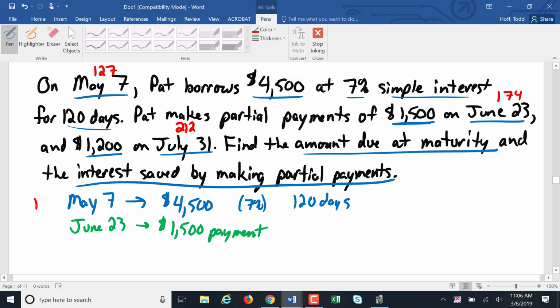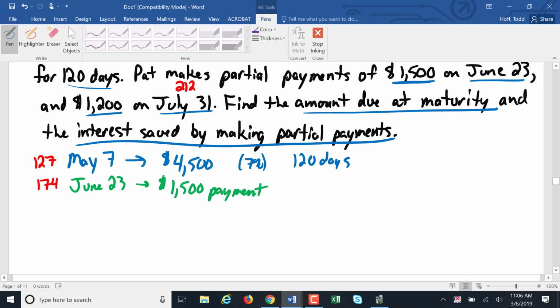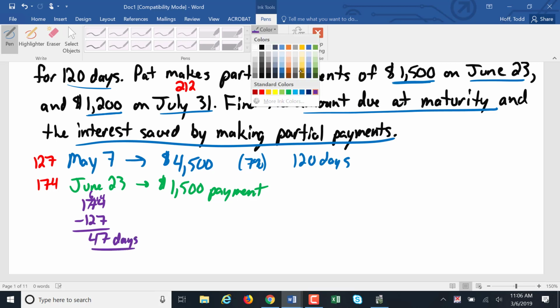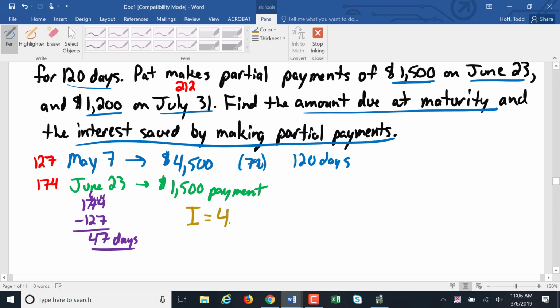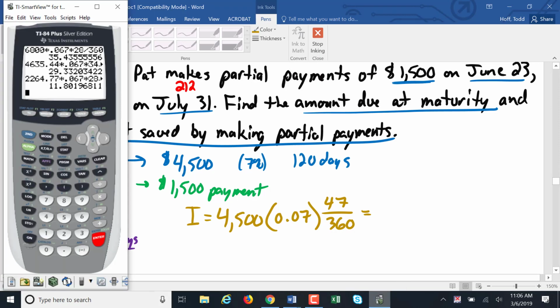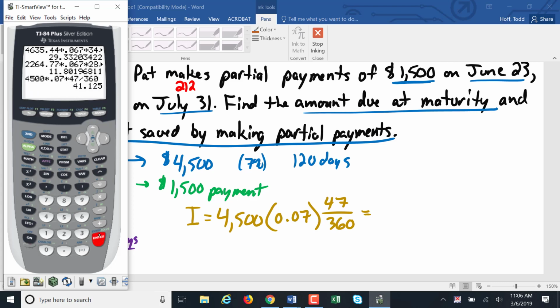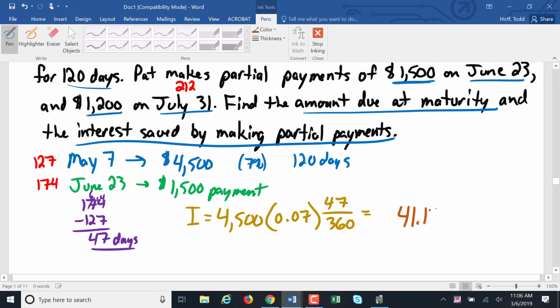So May 7th was day 127. June 23rd was day 174. To calculate here, we have 47 days that have gone by. So let's find our interest here. Principal, $4,500 times 7%, so as a rate that's 0.07, 47 days over. It's not noted, so we assume ordinary, so 360. Here's $41.13 in interest.